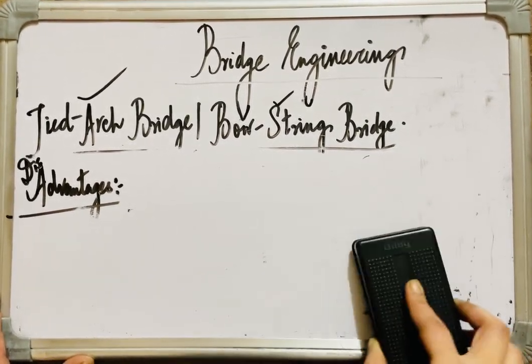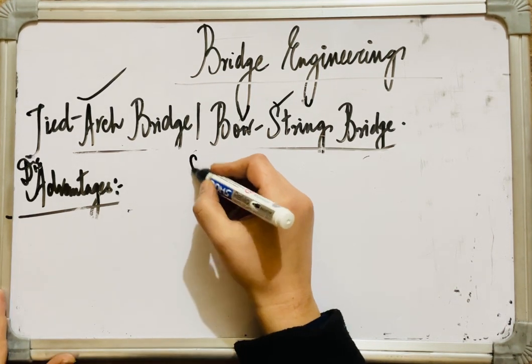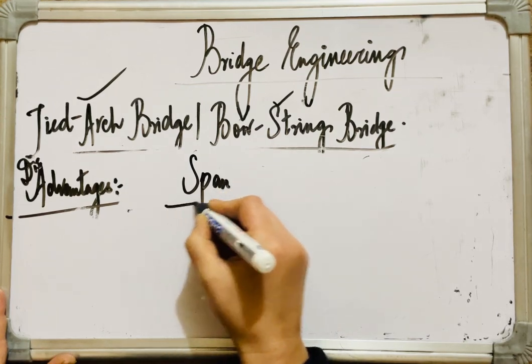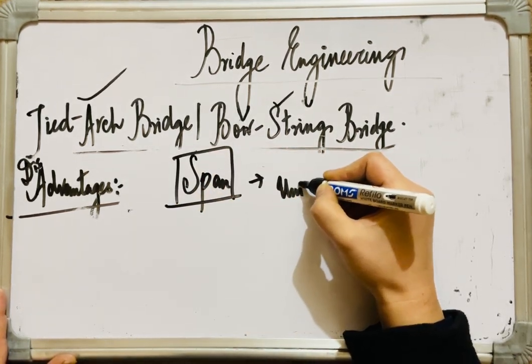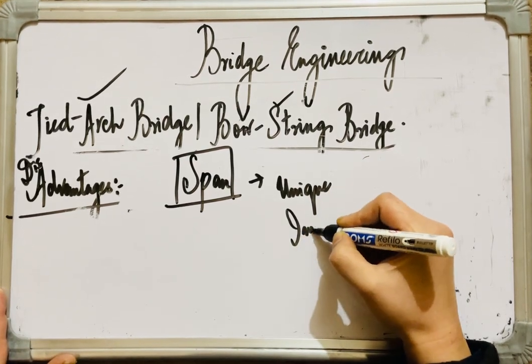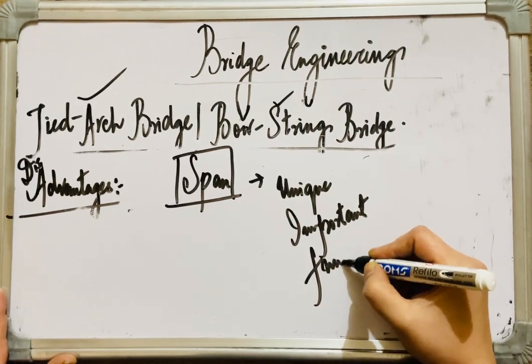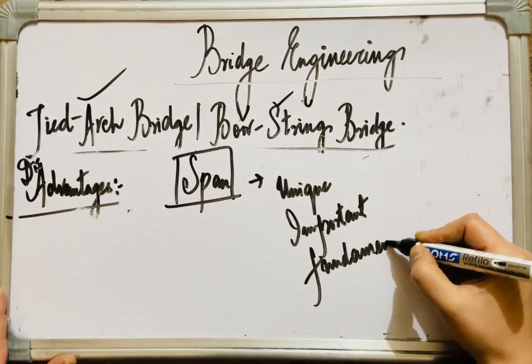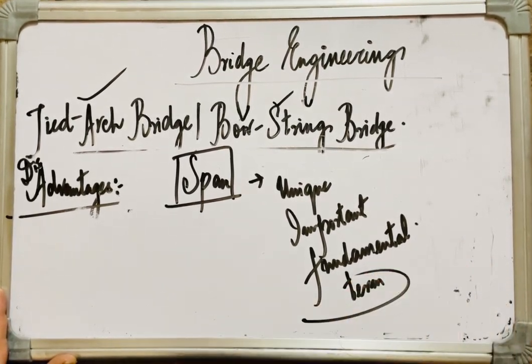That's why in the first video lecture itself, wherein we were discussing what is a span of a bridge, a span is the center to center distance between two adjacent piers, abutments or supports. I told you that this thing, span, is one of the most unique, important and fundamental concepts or terms in the field of bridge engineering.